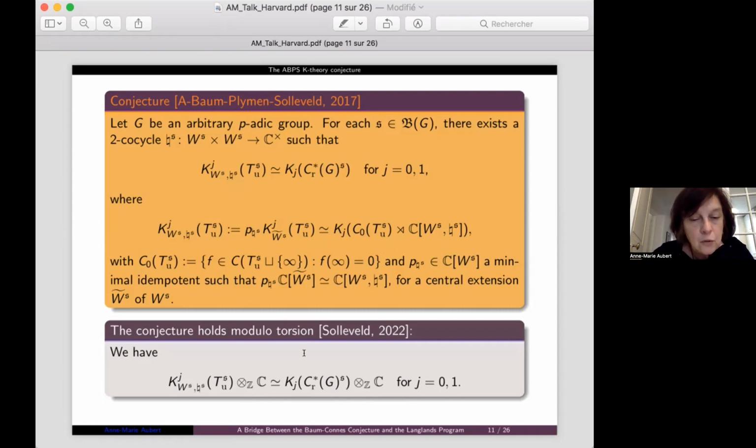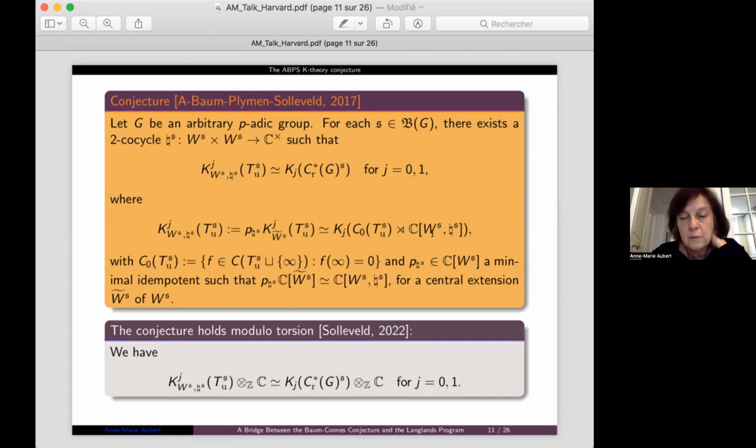So this is the definition, and you can rephrase it, check that it is isomorphic to the K-theory of a cross product algebra, which is the cross product of the algebra C0(TSU). I recall that TSU is a compact torus, and C0 is the usual notation for functions which are zero at infinity. And you consider the cross product with a group algebra, a twisted group algebra of WS. So this is something very general that will occur in the cycle of my talk, and which is the general picture.